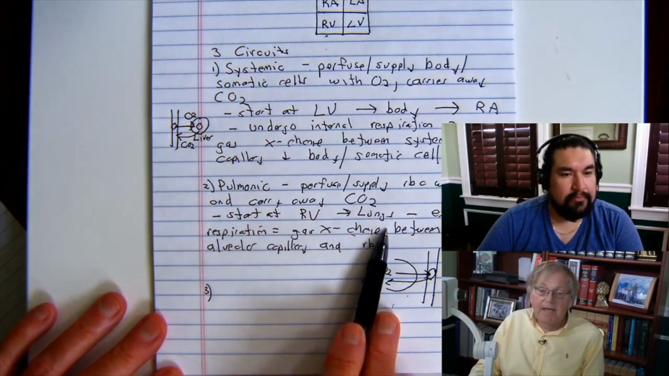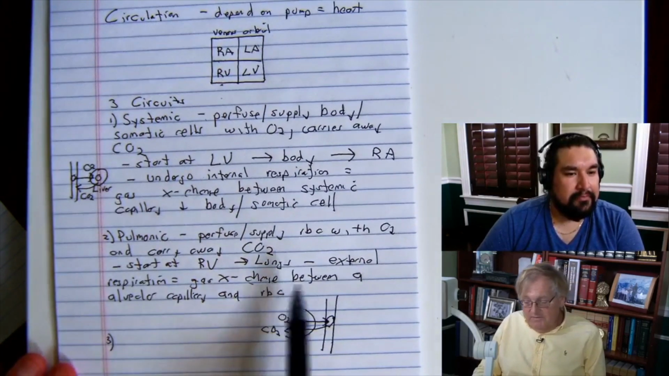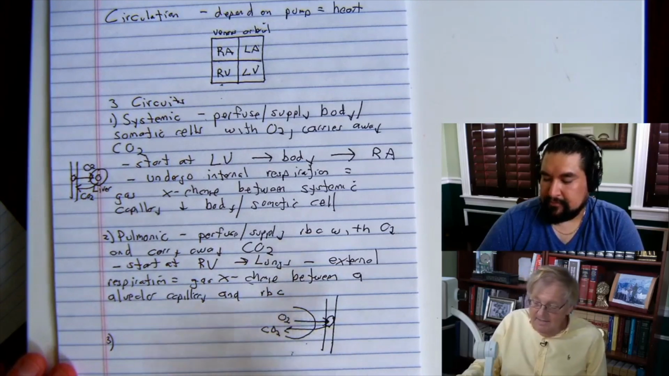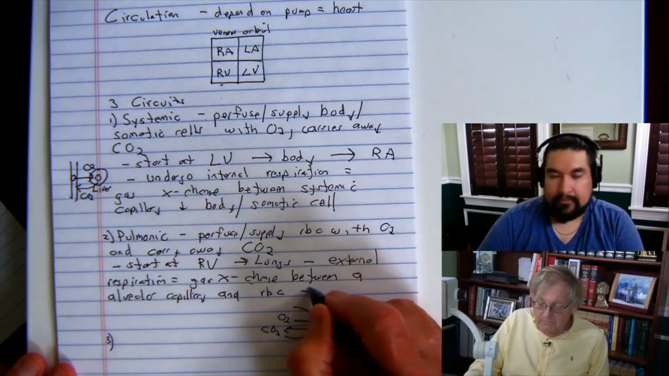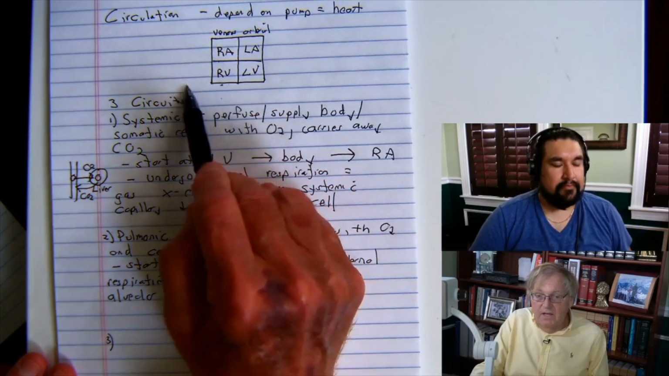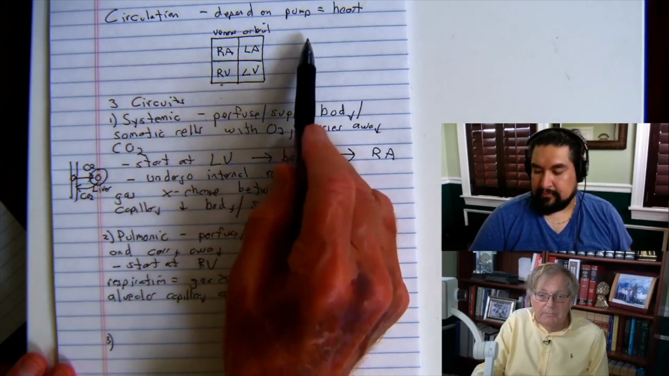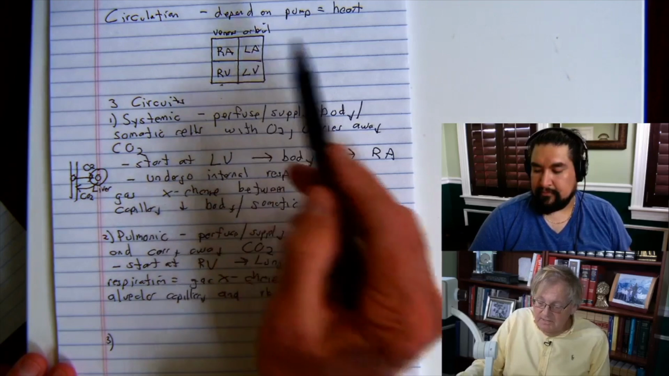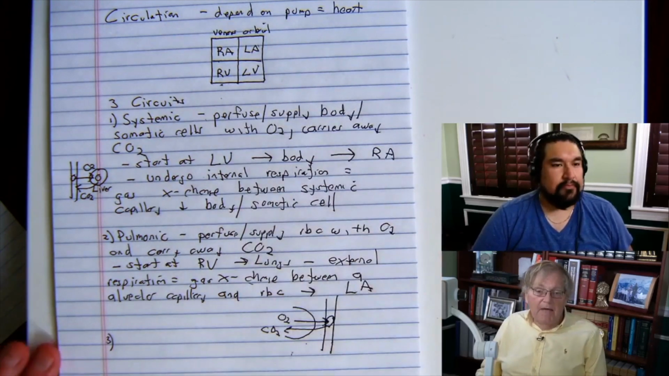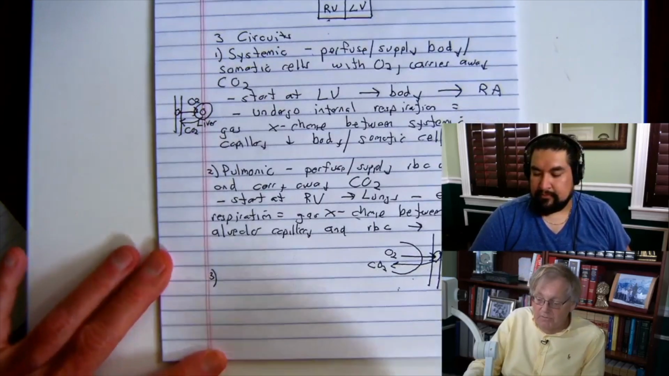I'm sorry, I need to go back up here just for a second. So I started at the right ventricle, I went to the lungs, I had external respiration, I defined that, and then where am I going to end up? Well, just think about it. If I started over here in the right ventricle, and I went over to the lungs, I've got to go back into the heart and start all over again so I can perfuse the body with oxygen, so I'm going to end up in the left atrium. So that's the pulmonic. And finally, the third circuit is going to be what's called the coronary circuit.